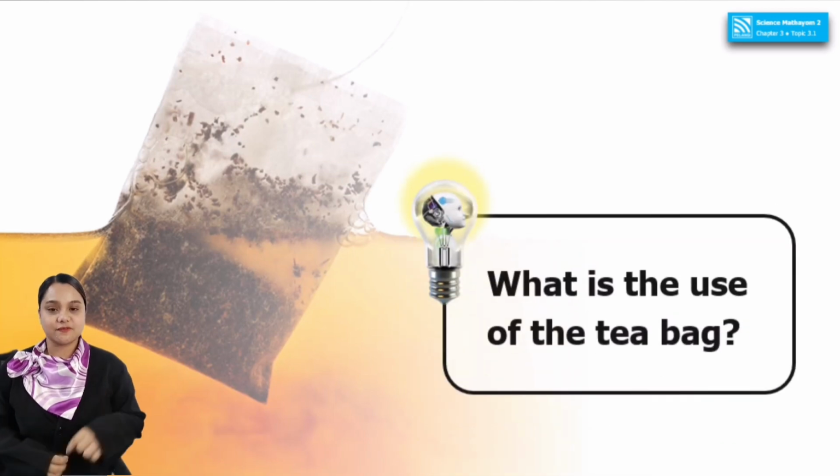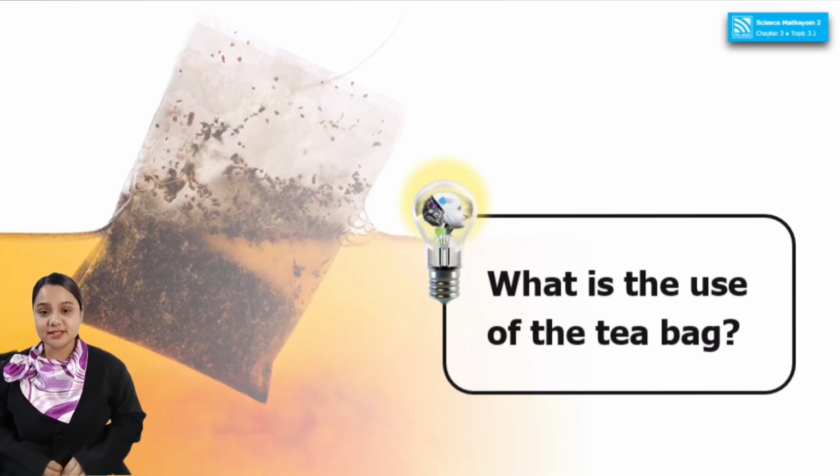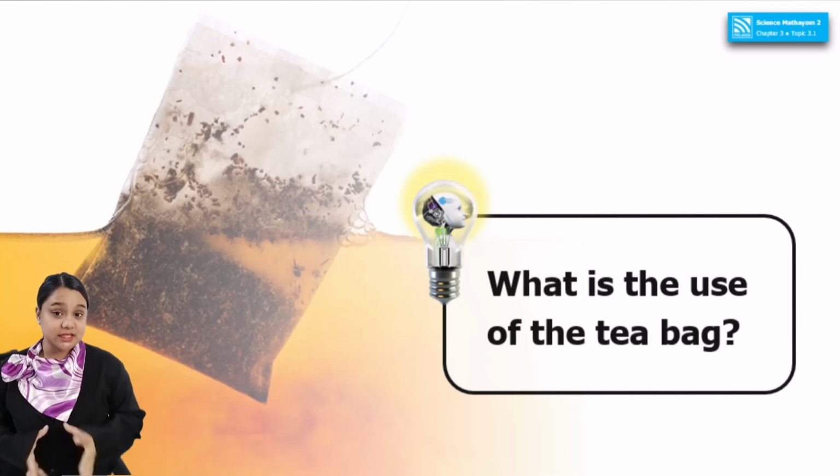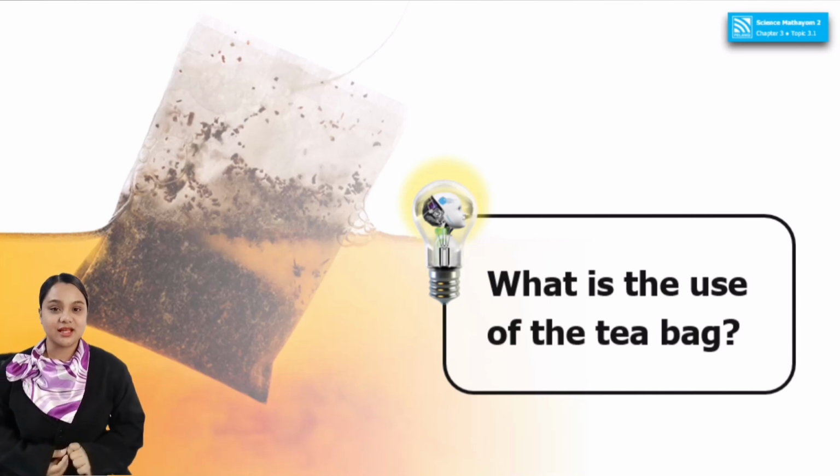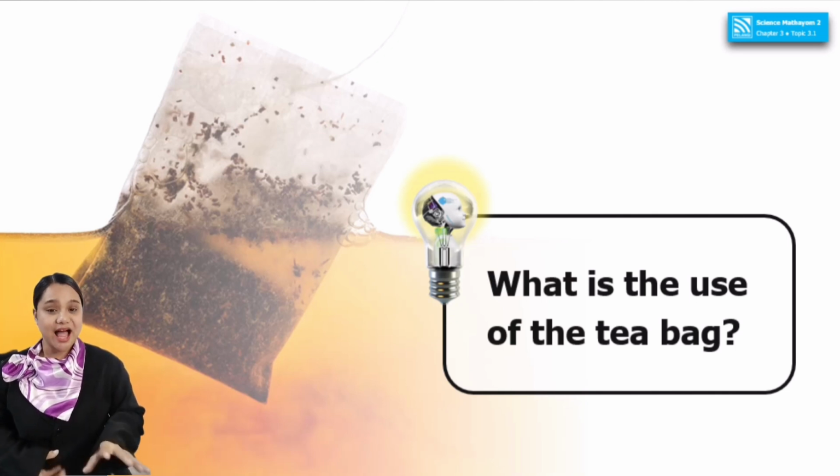So take a look at this photo. What is the use of a tea bag? Think about your answer for a moment. Of course, a tea bag keeps the tea leaves inside while the tea passes into the water. This is an example of separating a mixture. And let's learn more about how mixtures can be separated.